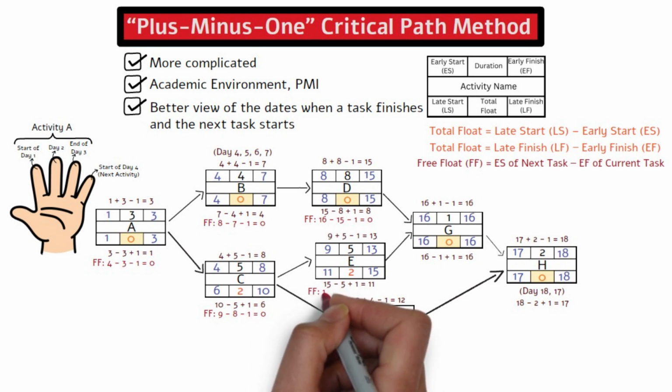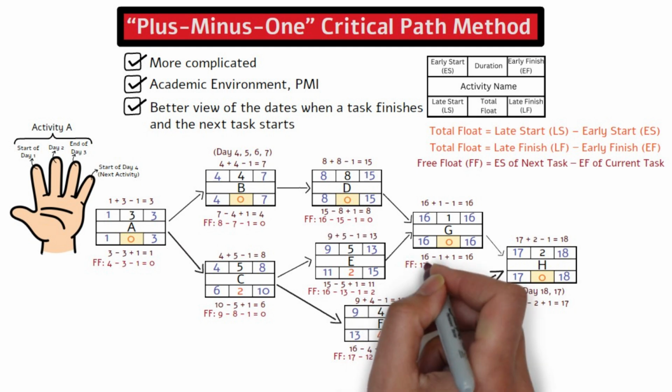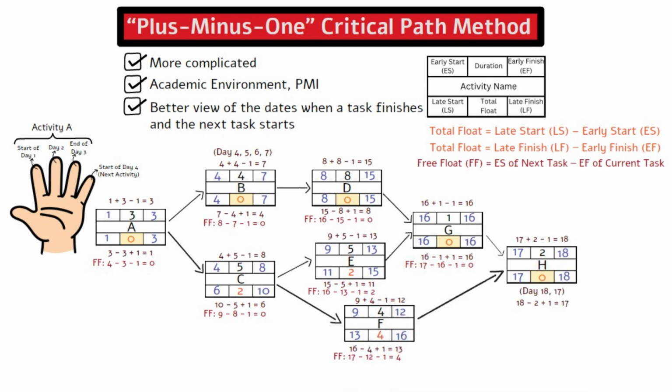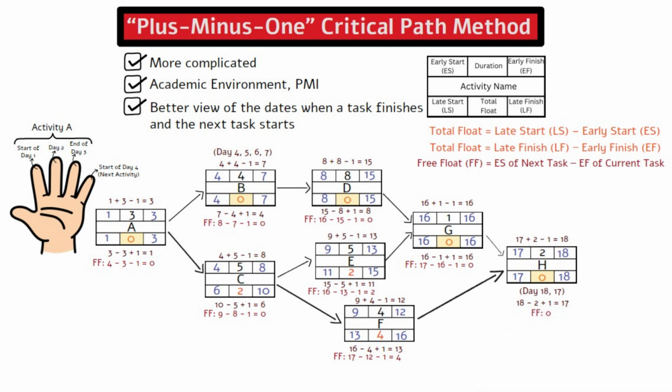The free float for activity E is 16 minus 13 minus 1 equal to 2. The free float for activity F is 17 minus 12 minus 1 equal to 4. The free float for activity G is 17 minus 16 minus 1 equal to 0. There is no activity after activity H, so activity H has no free float, or free float is effectively 0.